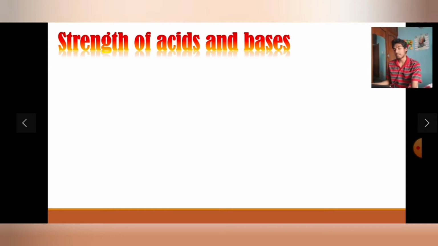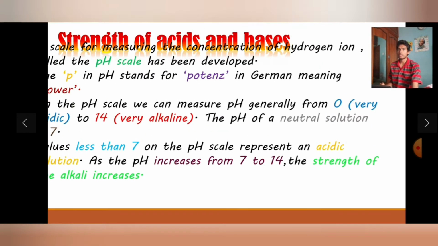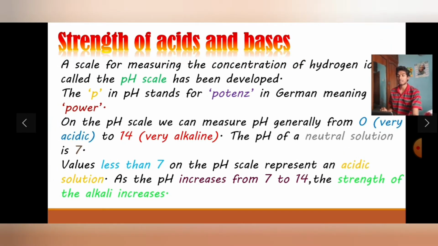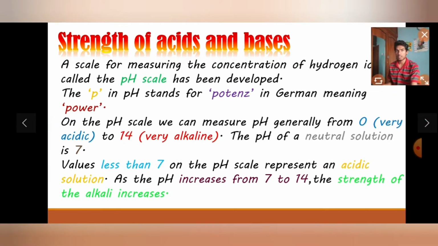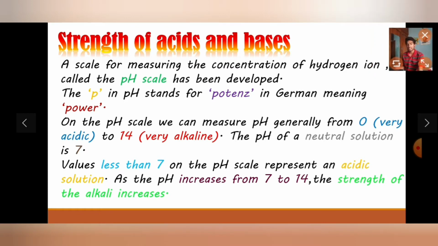The first thing that we are going to learn is about the strength of acids and bases, which is measured with a term called pH. There is a scale called the pH scale with which we measure the strength of acids and bases. A scale for measuring the concentration of hydrogen ion called the pH scale has been developed. So what is P in pH? P in pH means potence, which is a German word for power. So basically we are measuring the power of an acid or a base. So the pH scale works on this principle.